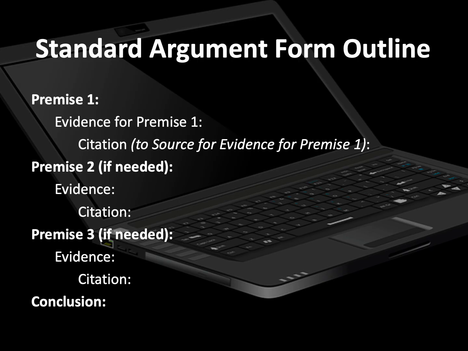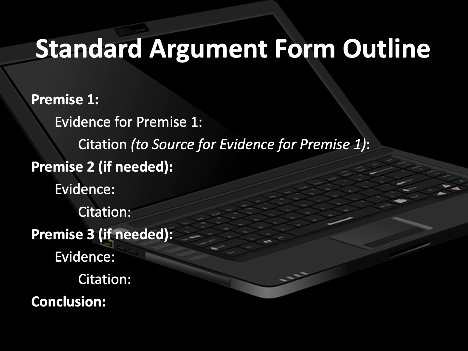Okay, so here's the structure of this type of outline. First, you will write your first premise. Then you state the evidence for your premise. Why should I believe your premise if there's no evidence for it? You also need to cite the source of your evidence. You'll go through this same process for every premise. Each premise has its own evidence and a source citation.